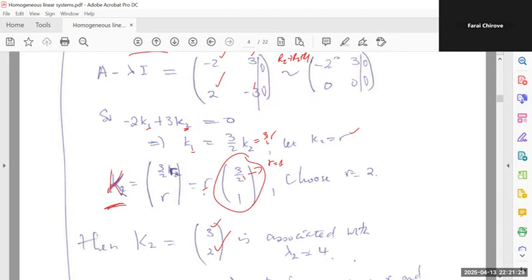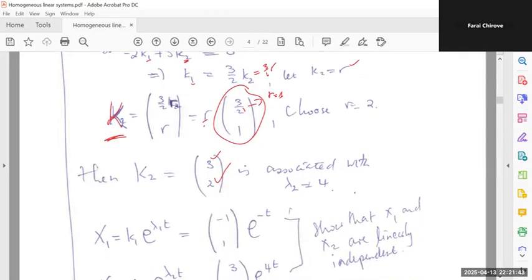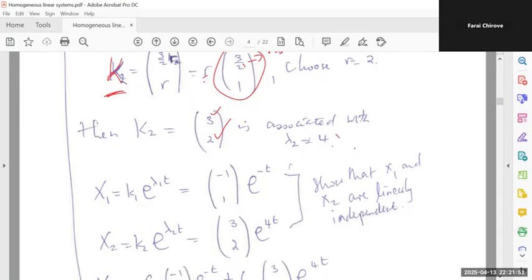Associated with lambda equals 4, but without fractions. But you can still leave it with fractions. For some, they have challenges working with the fractions, so they would rather work with the whole numbers. So it's neither here nor there. What you then need to know is the eigenvectors are not necessarily unique. Okay, so there we are.